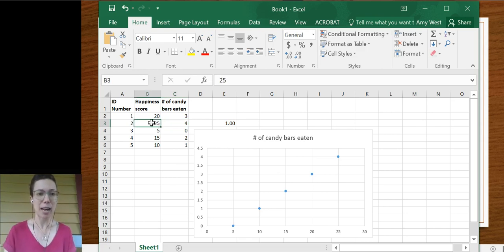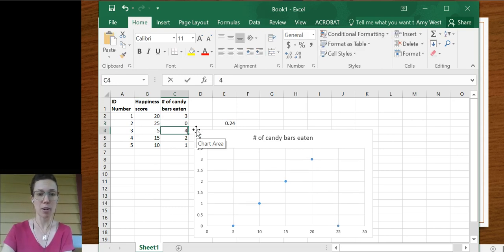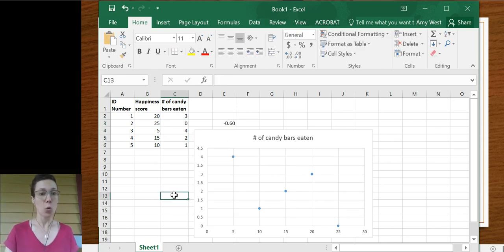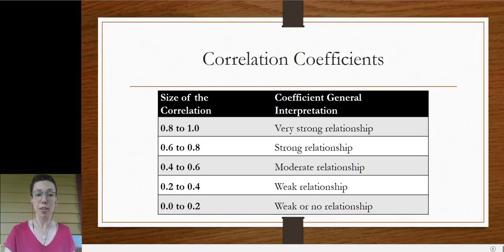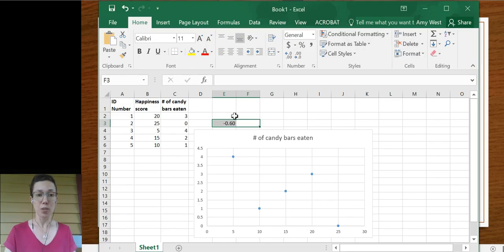Let's say we look at the highest happiness score and the lowest happiness score, and we reverse the number of candy bars eaten for those. So I'm going to plug in a 0 for this happiness score and a 4 for this one. Ooh, we can see it totally changes the relationship, right? Now there's still a relationship. Our R value is 0.60, which is going to be reflective of a moderate relationship. So -0.60, it's a negative relationship now.